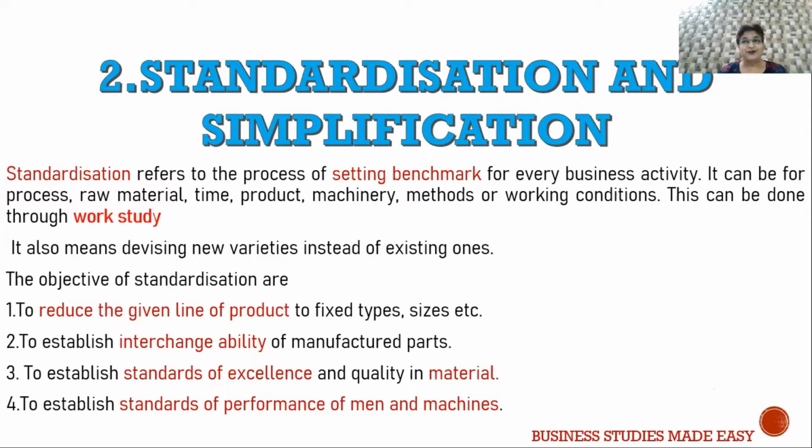Now, the third one we are going to do is work study. And for that, he said that you have to keep on devising newer and newer methods. Now, what were the objectives of standardization and simplification? These objectives are of standardization and simplification both. First is to reduce the given line of product. Now, in simplification, he said, simplify the work. Now, don't have too many varieties.